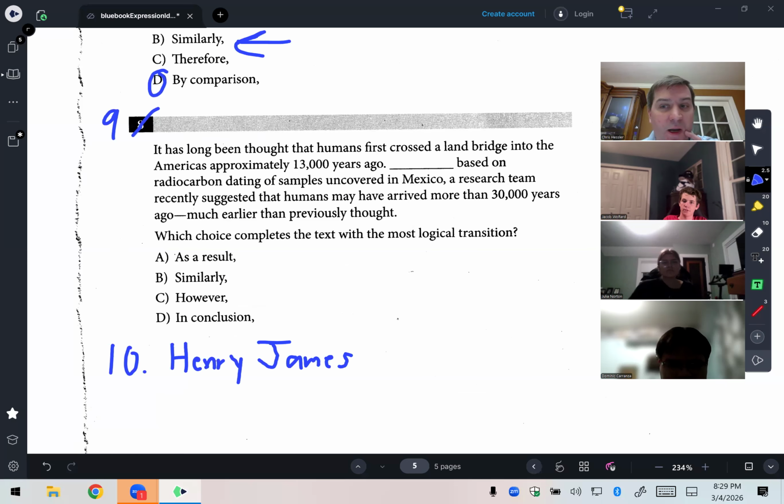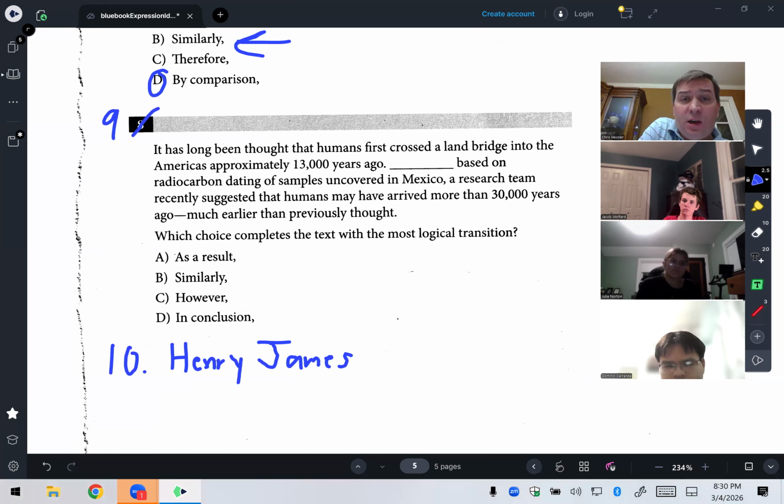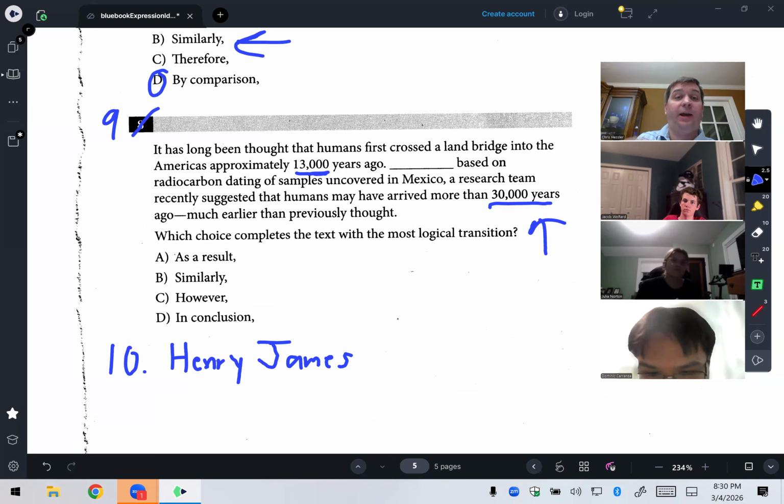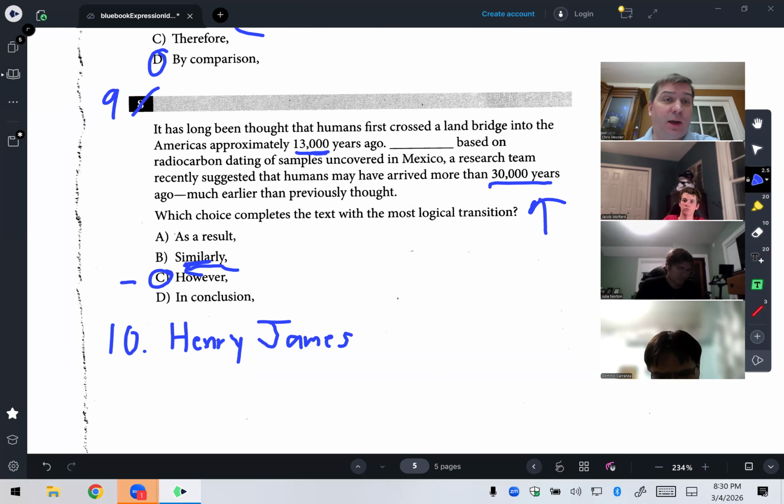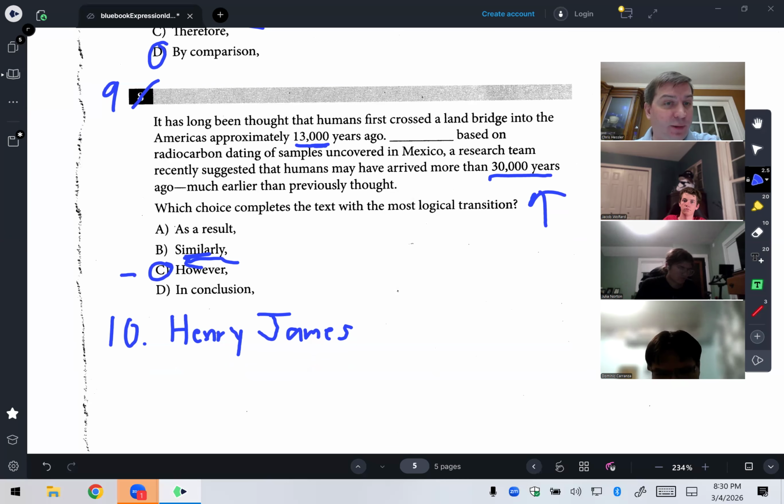Last couple, 9. It has long been thought that humans first crossed a land bridge into the Americas approximately 13,000 years ago. Blank, based on radiocarbon dating of samples uncovered in Mexico, a research team recently suggested that humans may have arrived more than 30,000 years ago, much earlier than previously thought. So this is unexpected. This number is much different than the previous number. I am surprised. I do need an adversarial transition to subtract something to move me into the opposite direction. However, based on radiocarbon dating, seems like it's 30,000 years ago. So much different.